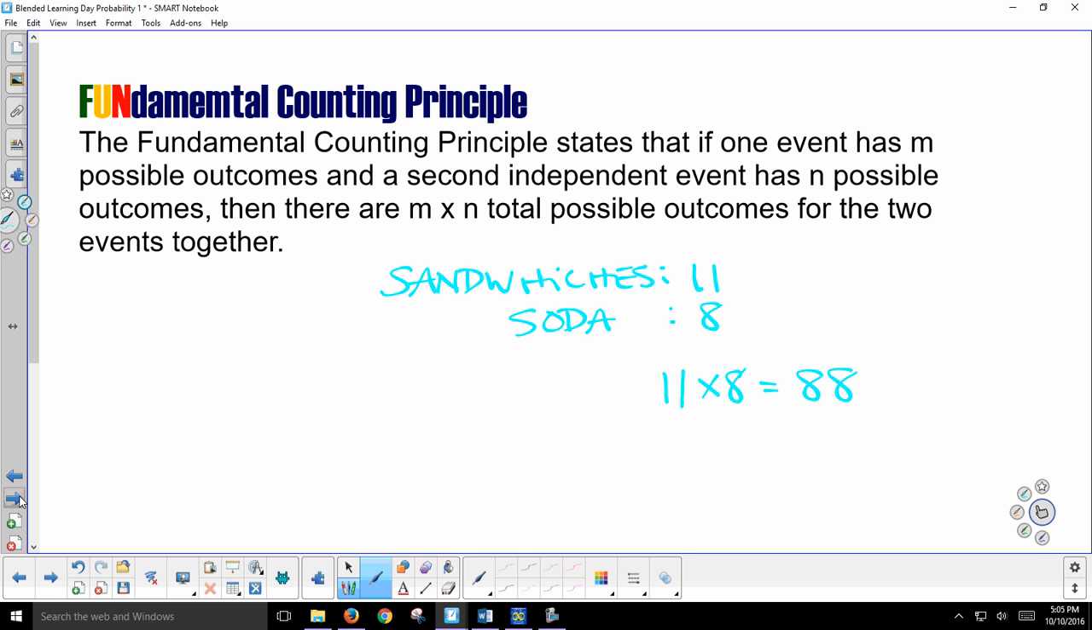So this is what the fundamental counting principle means. If you've got one event that has m items and the other event that has n items, the possible outcomes is m times n.